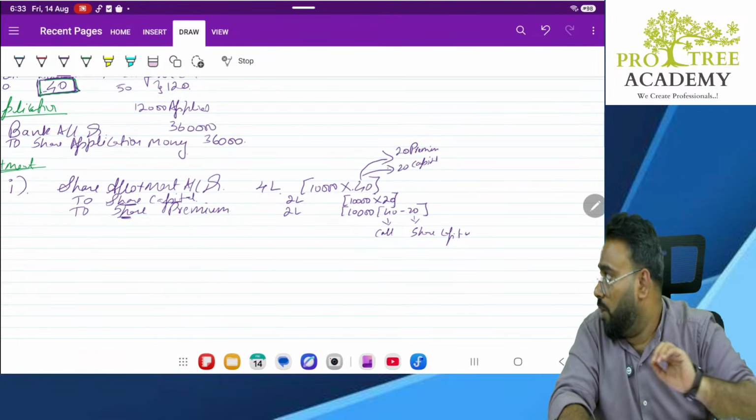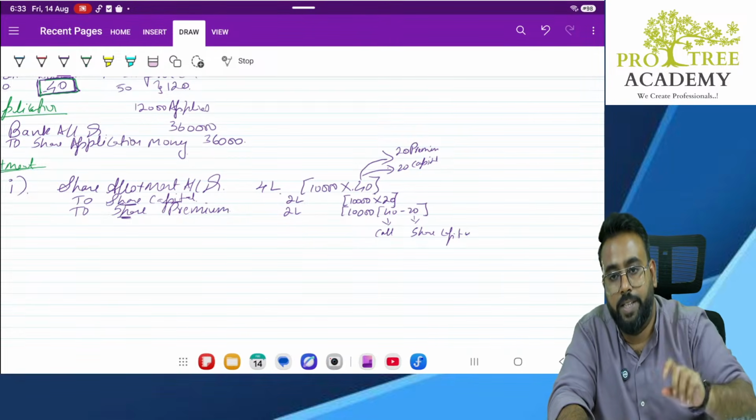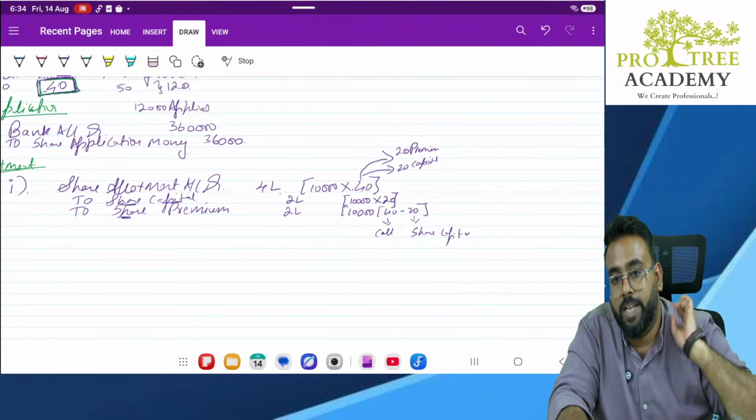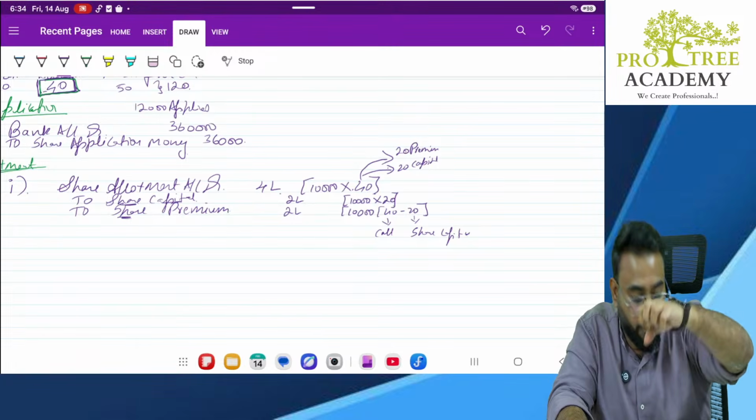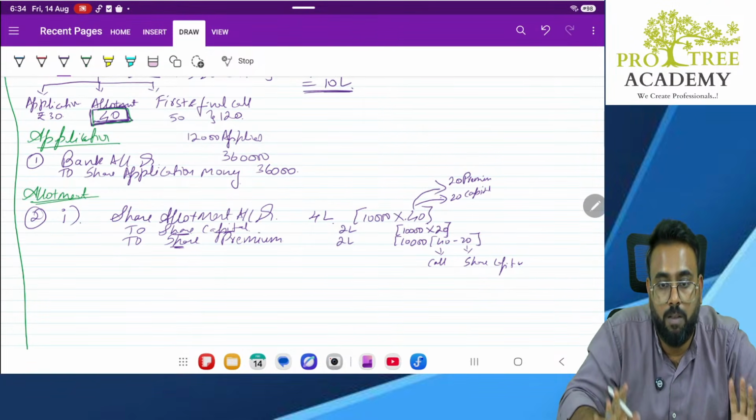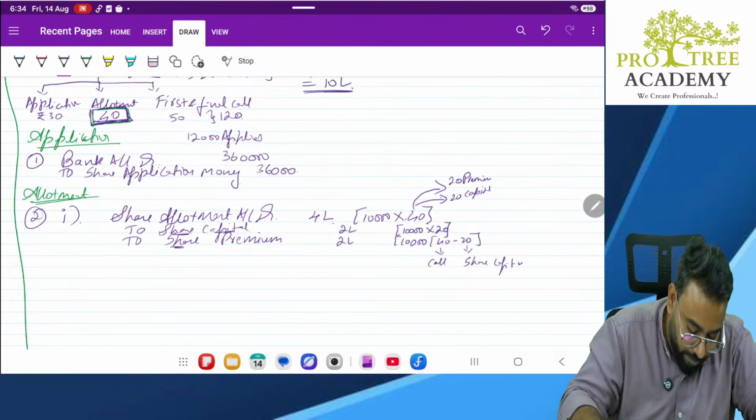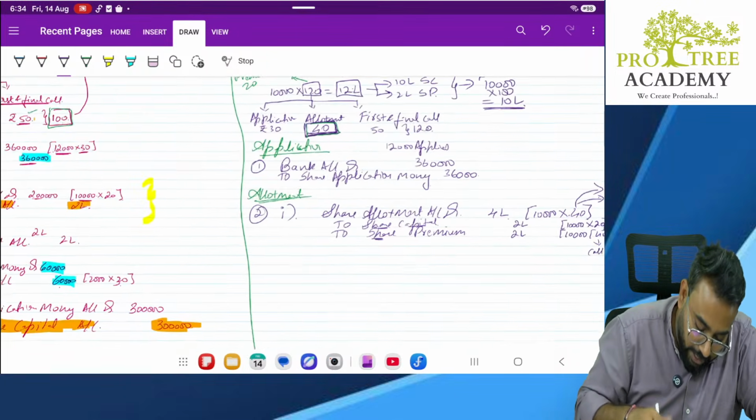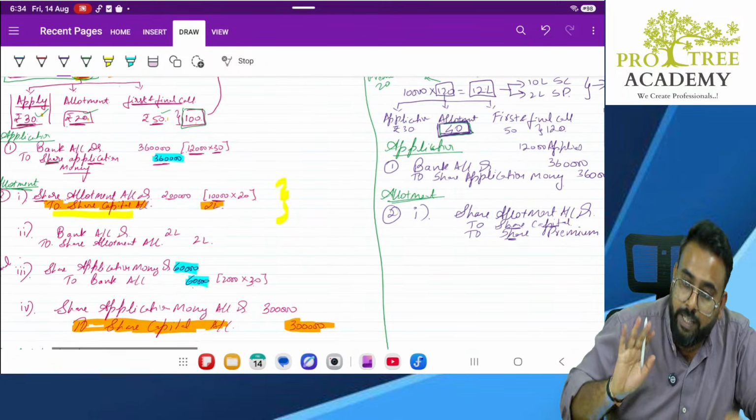Clear? So always remember, whenever in the question there is a premium, always take the premium out of allotment first. Clear? Okay. So what is the entry changed? Here is the entry changed.